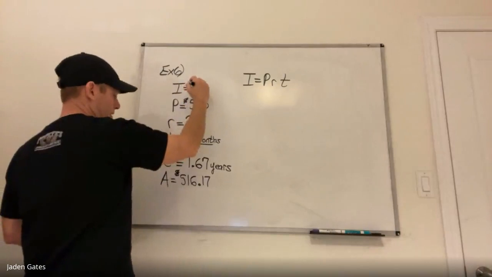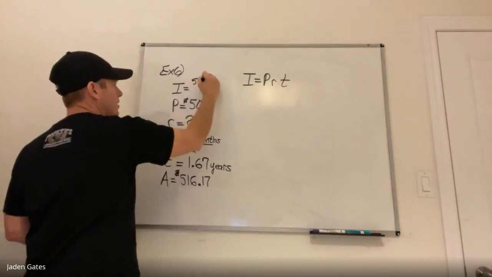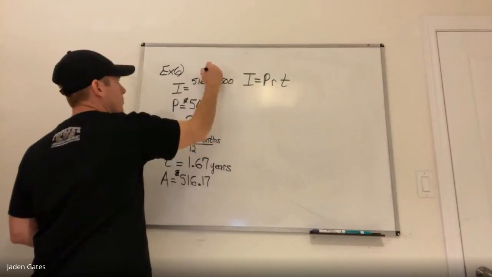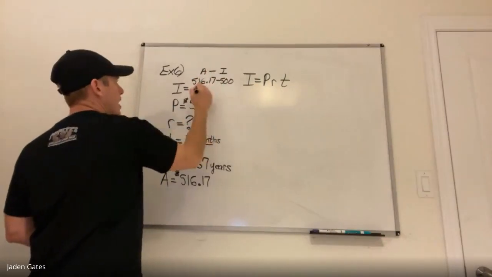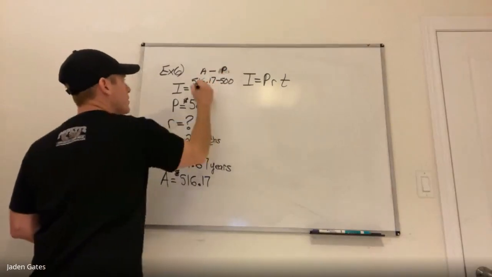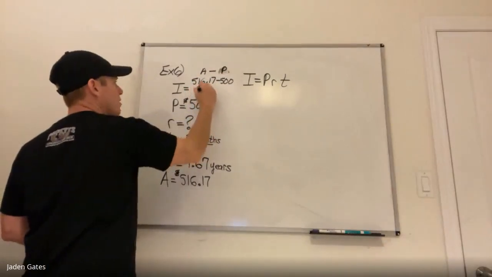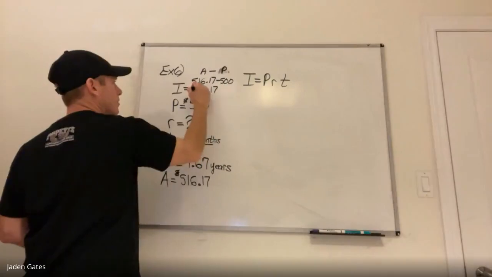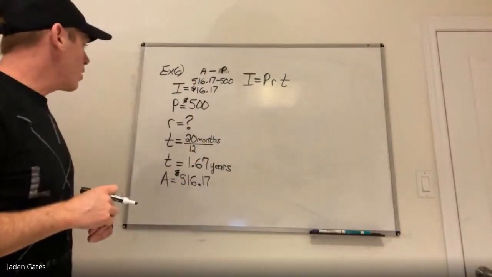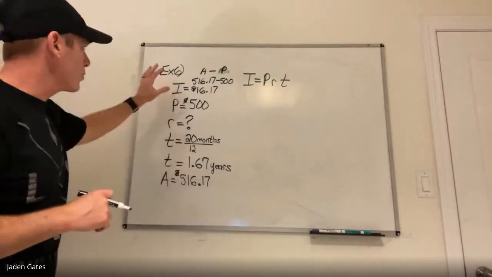Right? So I've got 516.17 minus 500. So there's your amount minus your principal. And so my interest is going to be just $16.17. All right, so a little bit of a twist there. But now I've got all my values, so I'm going to substitute in.